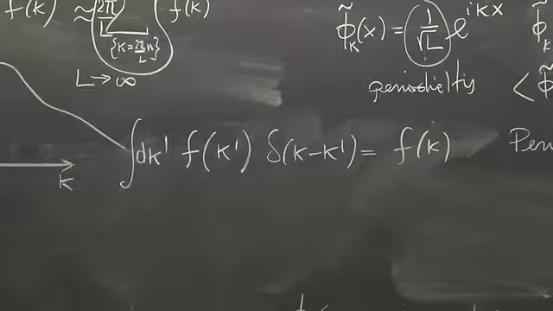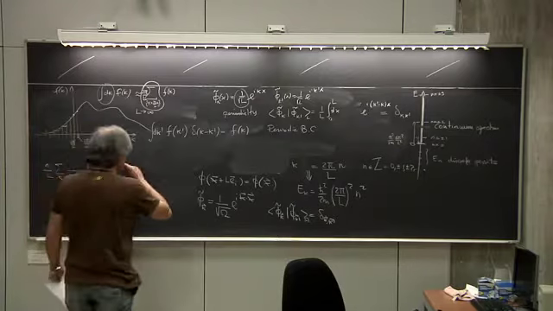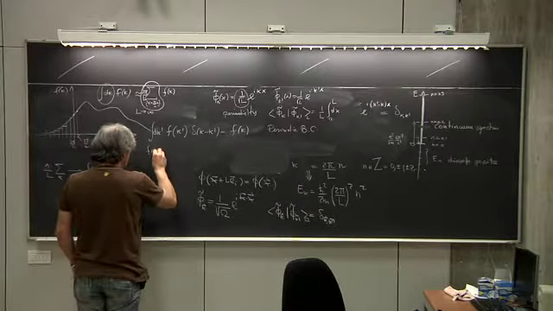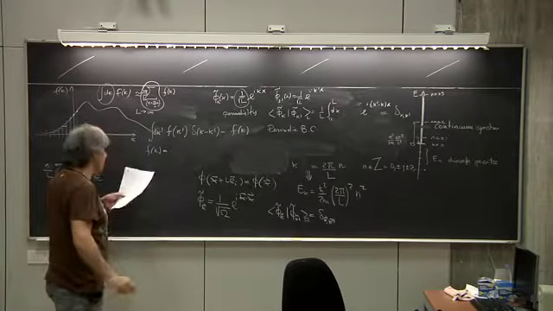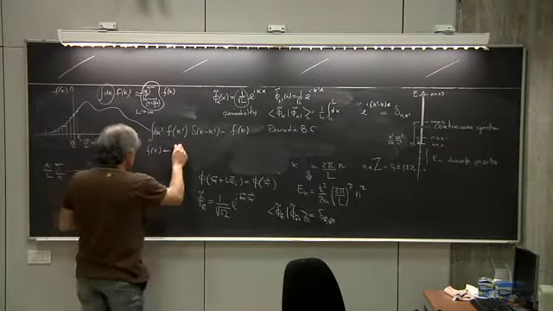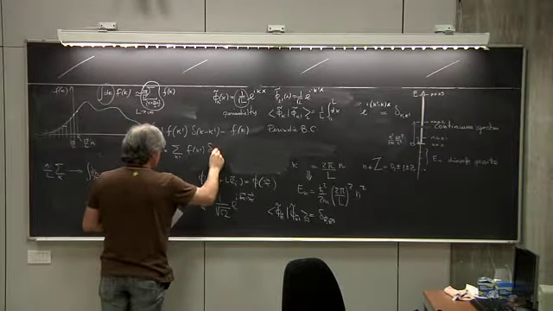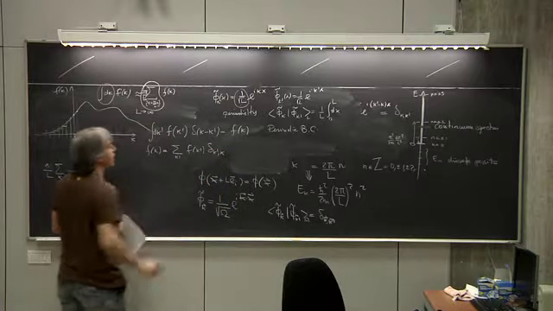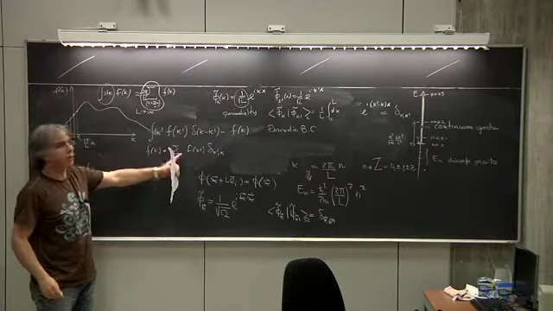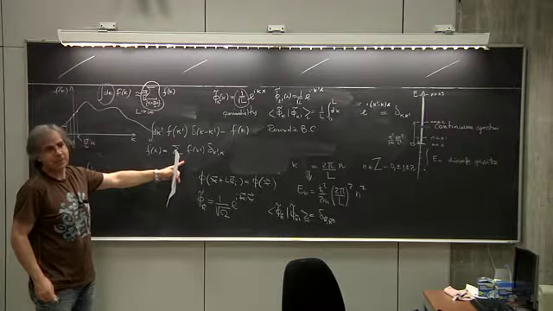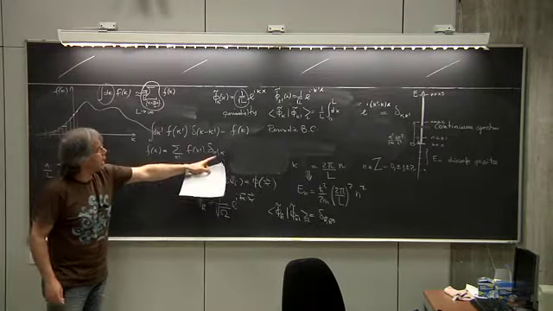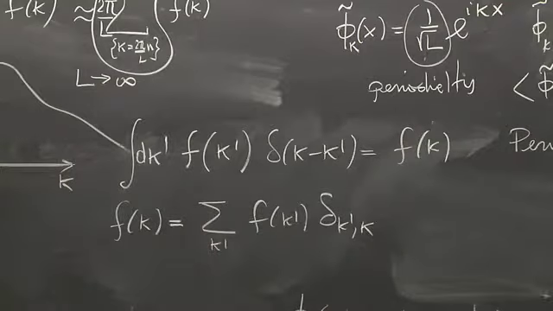I think I have a little misprint in the thing. I will point this out. Now, obviously, you can write f of k equal to the following. Sum over k prime of f of k prime times the delta of k prime k, the Kronecker delta now. This is the discrete version of that, right? Very simple. Obviously, in the sum, you count only the term f of k, and you get it.